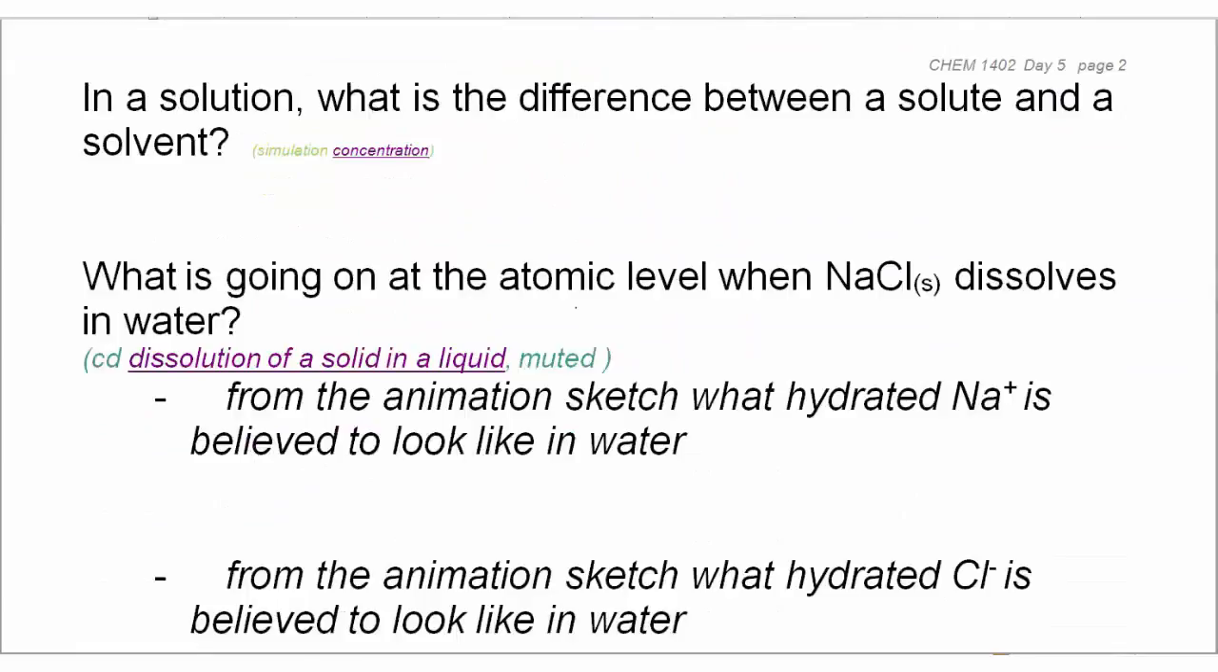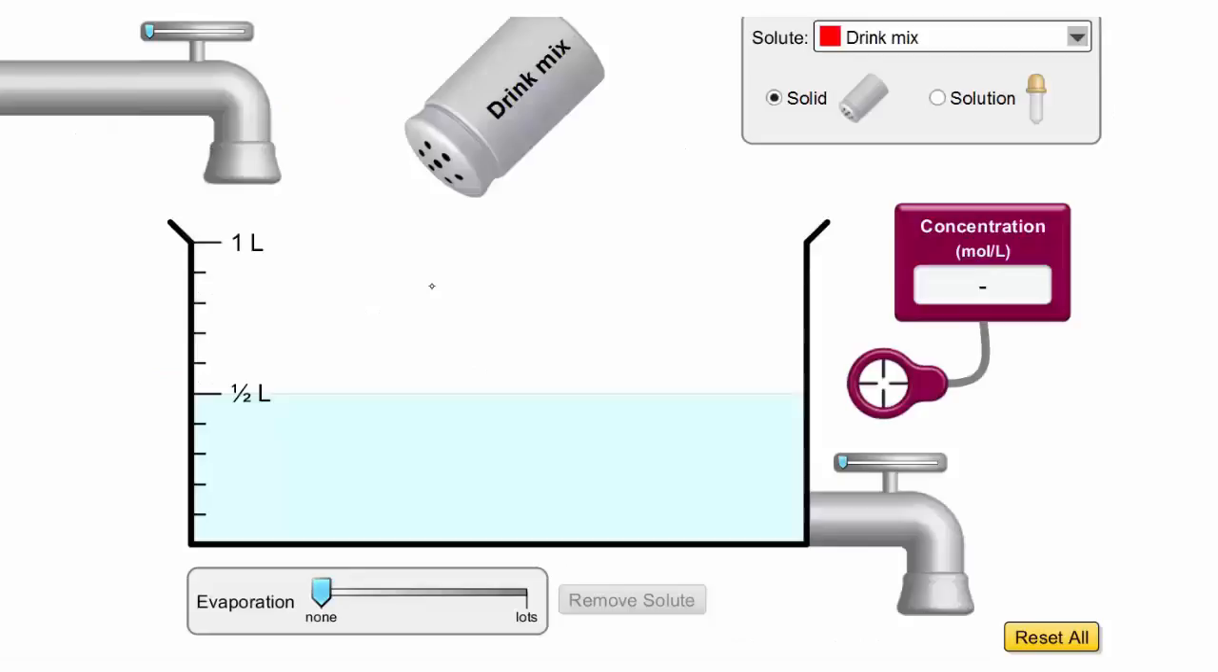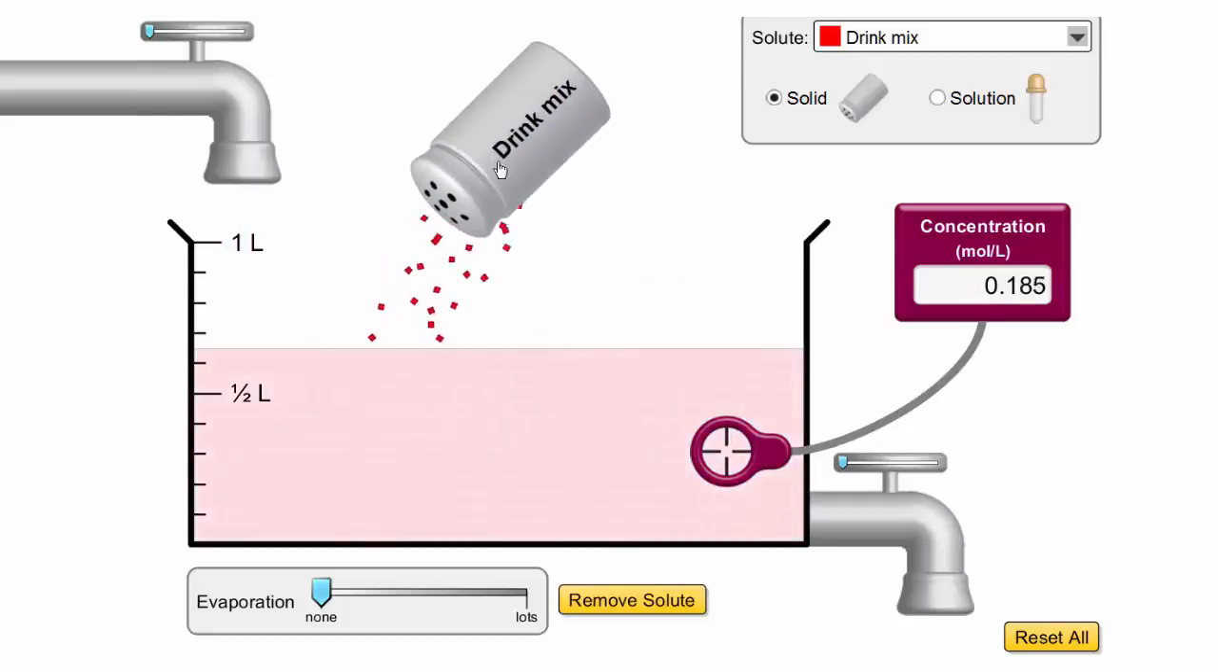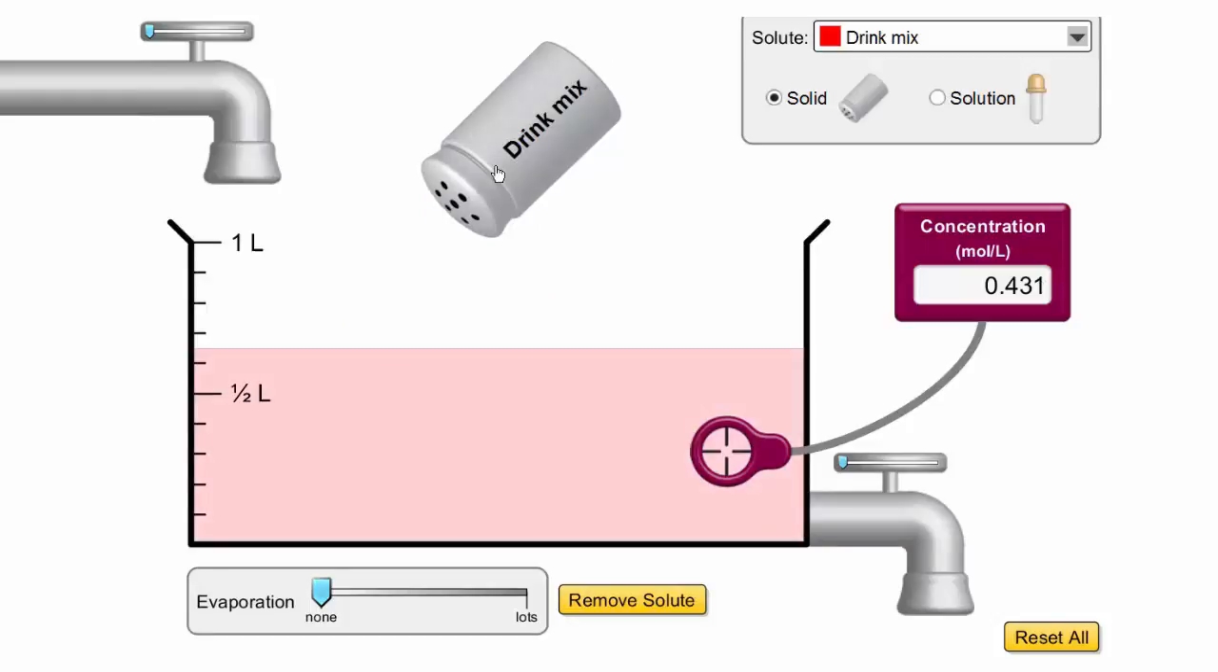So in the first place, what is the difference between a solute and a solvent? Our solute in this case is going to be our drink mix. And I'm going to monitor the concentration of the drink mix in the water. So if I add more water, well, the concentration stays the same. There isn't any drink mix. But if I add some drink mix, concentration goes up. Right? The concentration of the drink mix goes up. If I add some water, what will happen to the concentration of the drink mix? It will go down. Yeah, it gets diluted.